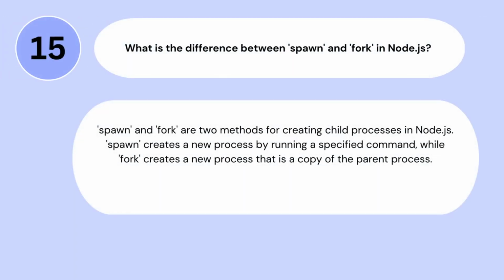What is the difference between spawn and fork in Node.js? Spawn and fork are two methods for creating child processes in Node.js. Spawn creates a new process by running a specified command, while fork creates a new process that is a copy of the parent process.